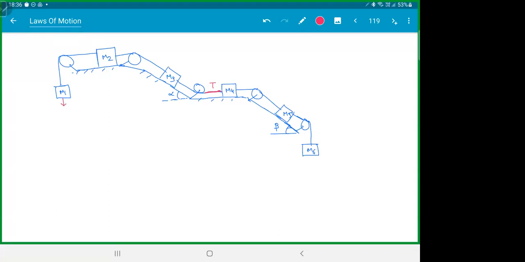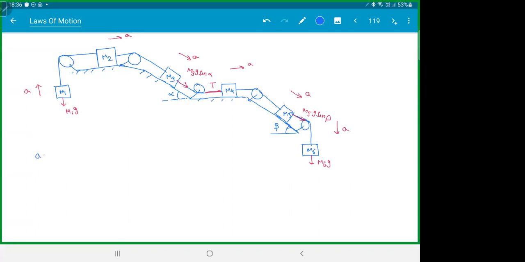So first, let M1g, I will decide, let's say I'll assume it is going this way. You could have assumed that way also, nothing wrong. M2 is not having any force. M2 is not supporting anything. M2g is vertical. You need to take forces along the string. Not every mg has to be taken. This M3g guy is giving M3g sin alpha. M4 is not giving anything. M5 is giving M5g sin beta. And M6 is giving M6g.